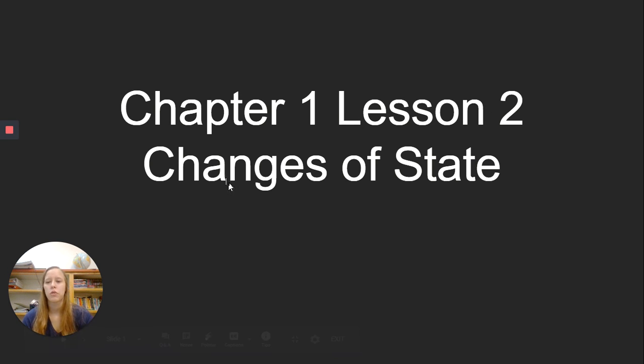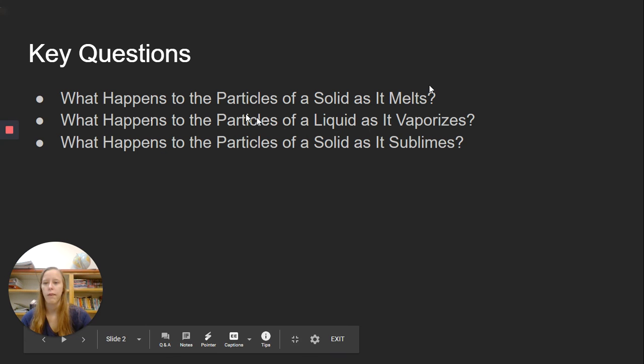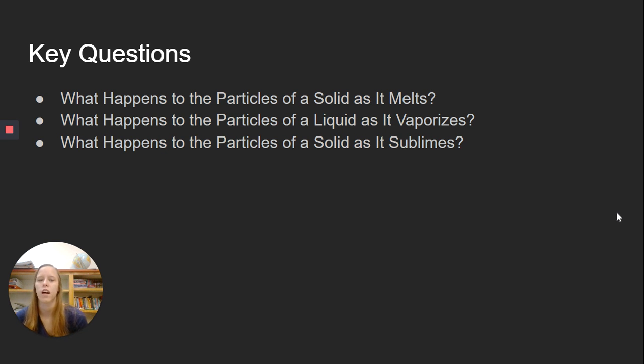So lesson 2 is going to be changes of state. So the first lesson we looked at the different states of matter. Now we're going to look at how those different states can change. Okay? So we have our key questions again, 3 of them this time. What happens to the particles of a solid as it melts? What happens to the particles of a liquid as it vaporizes? And what happens to the particles of a solid as it sublimes?